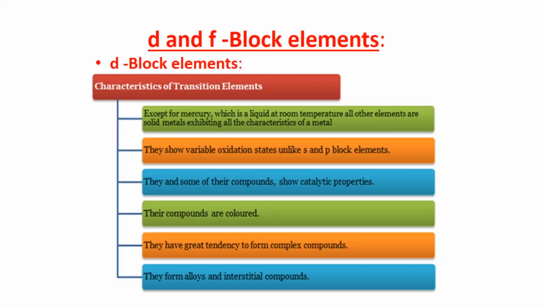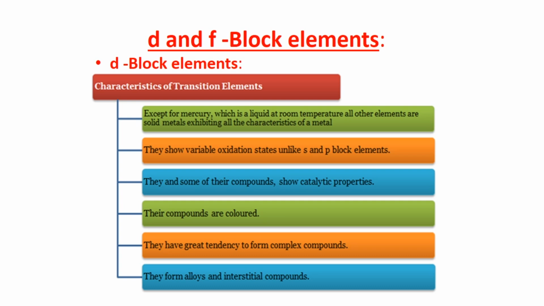Next, we have the d and f block elements with some characteristics of d block elements. They are generally metals and solid state except for mercury, which is a liquid. They have variable valency because of the involvement of ns and (n-1)d orbitals for bonding. They form colored compounds due to d-d transition. They generally act as a catalyst because they have variable oxidation state.